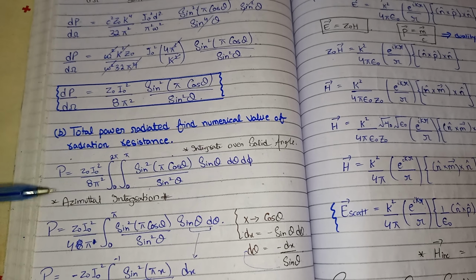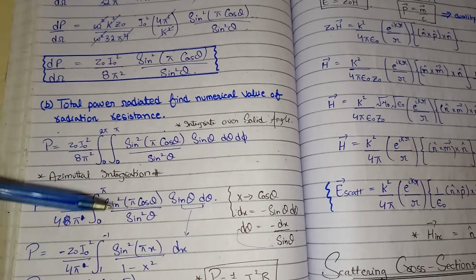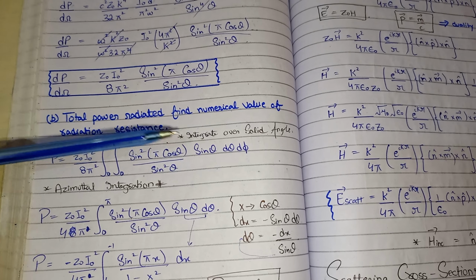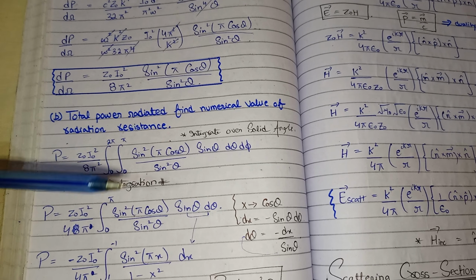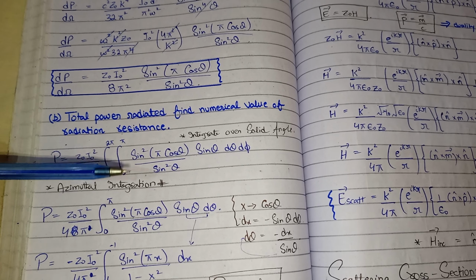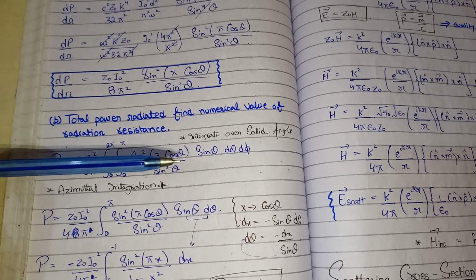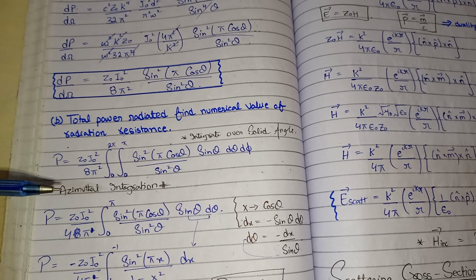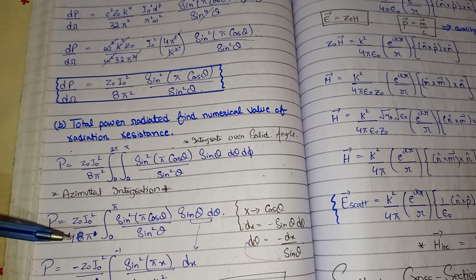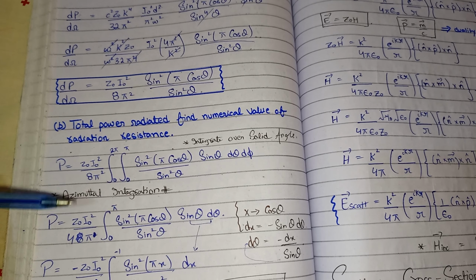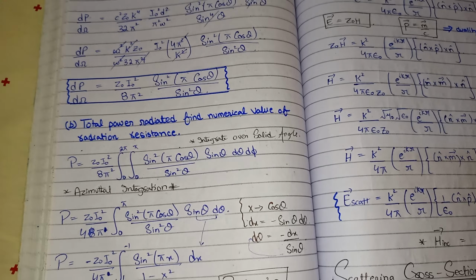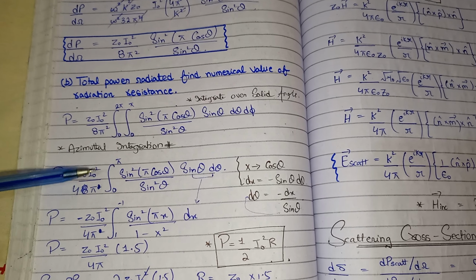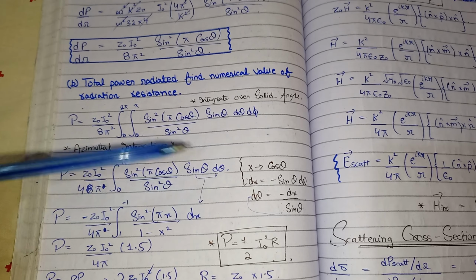And after the azimuthal integration, you will be left with only one integration from 0 to pi. The d phi is gone, and the factor 8 pi square becomes 4 pi. So you have to integrate from 0 to pi, and this stays as it is.